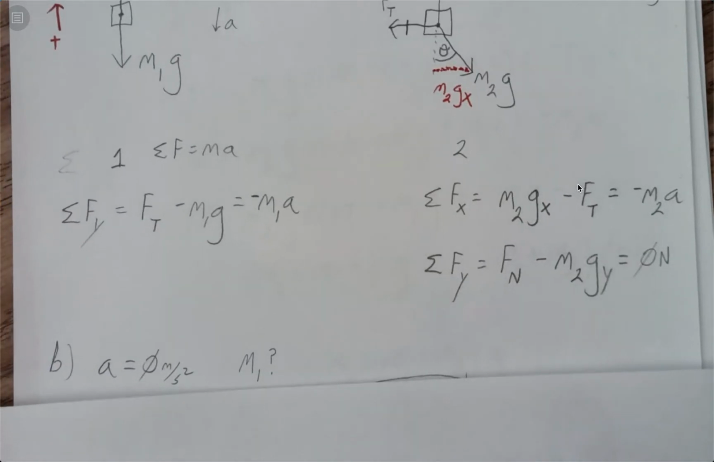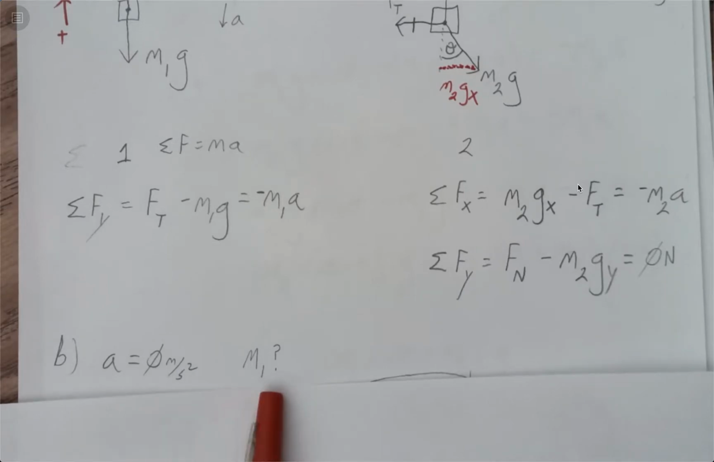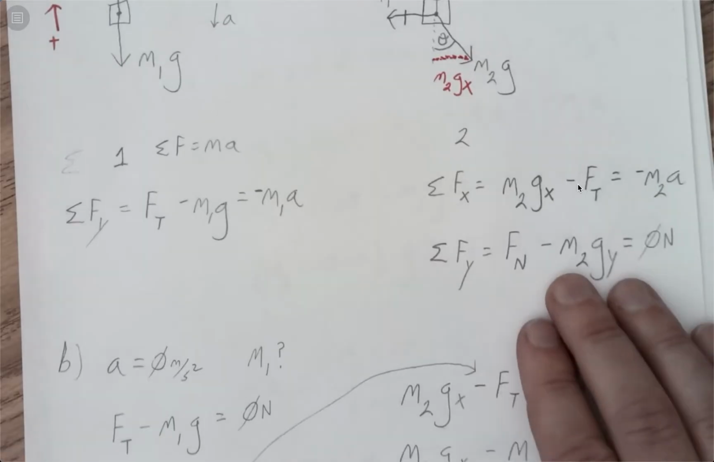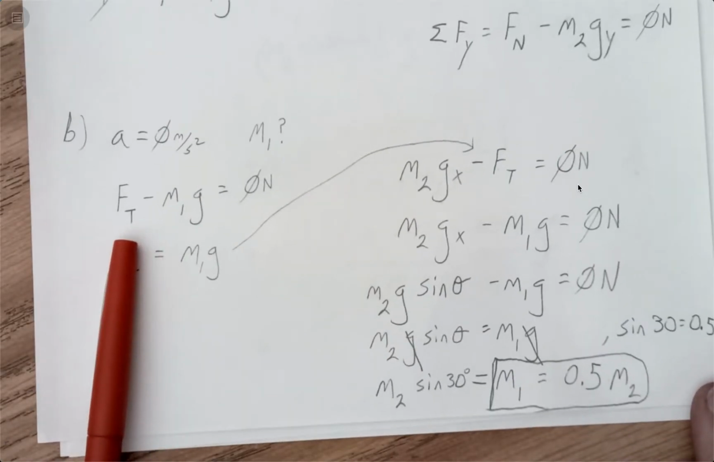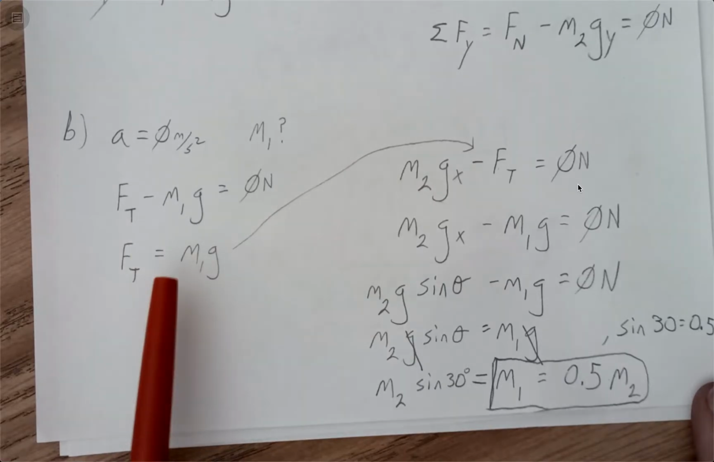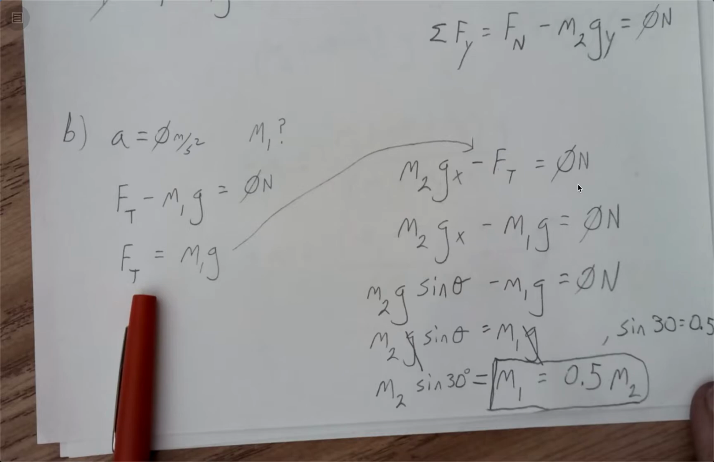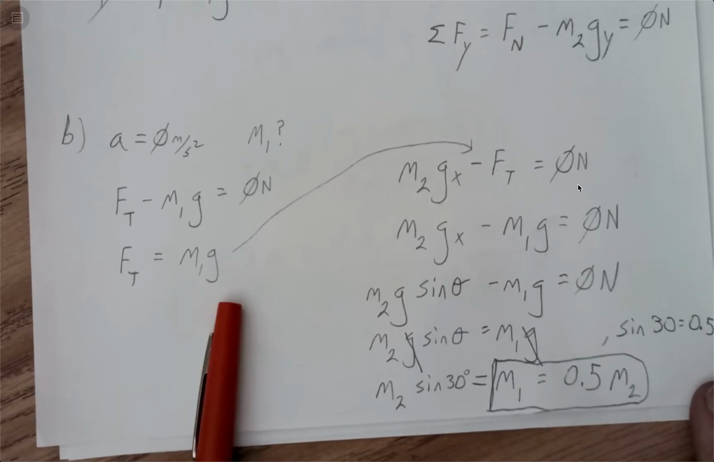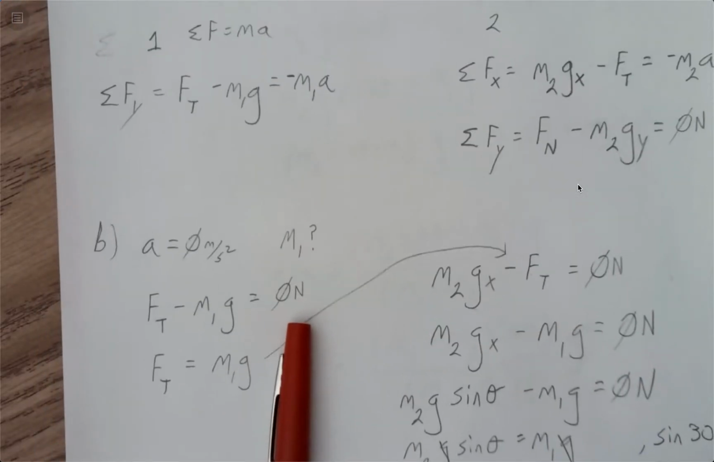So then it says in part B, the acceleration of the system is going to be 0, and we want to know what m1 is. So in order to do that, we're going to do the same thing where I'm going to solve for the force due to tension in the first object, because I know the tension is the same tension. So the tension in the first object is just m1 times g, because it equals 0. I'm just taking this right from up above.